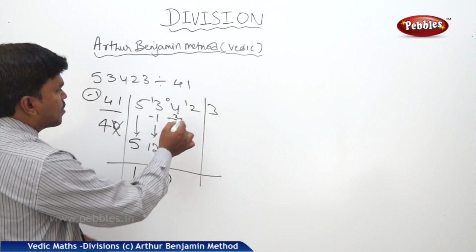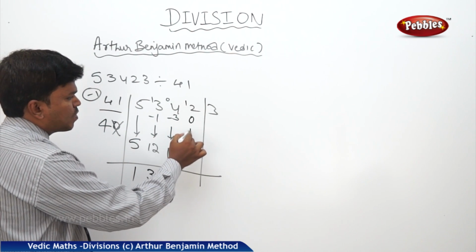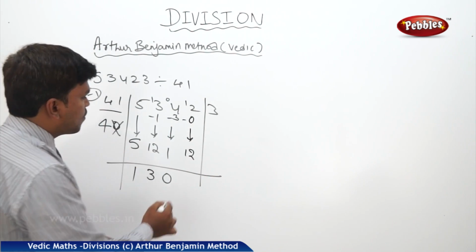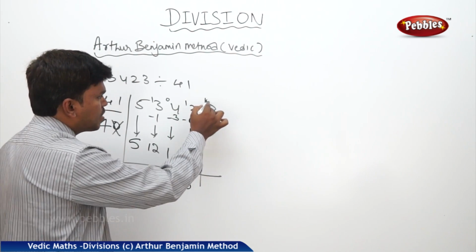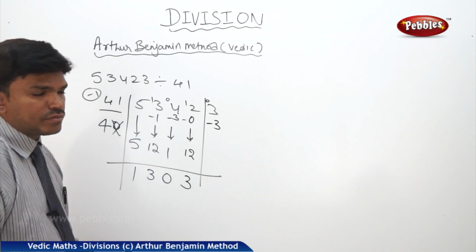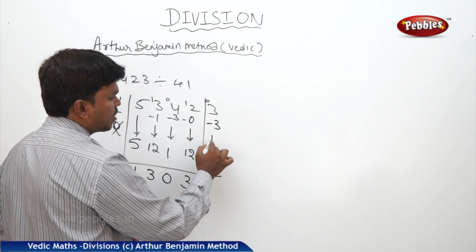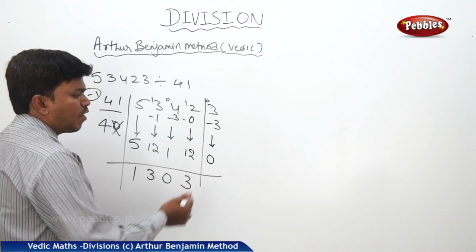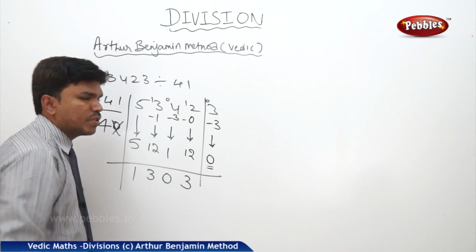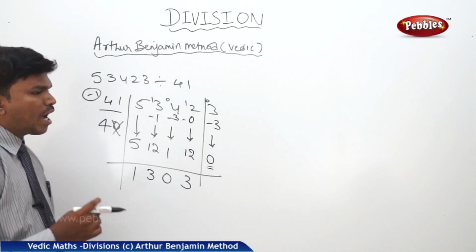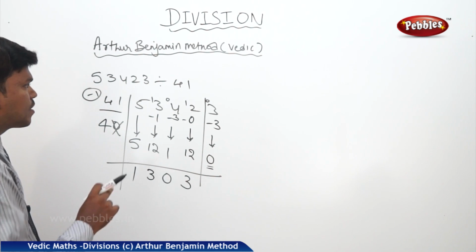0 into minus 1, 0. So 12 minus 0, 12. So again how many times? 4 3s are 12, remainder 0. 3 into minus 1, minus 3. So 3 minus 3, how much? 0. If I am getting the remainder 0, what is the meaning? I am going to get the exact answer here.